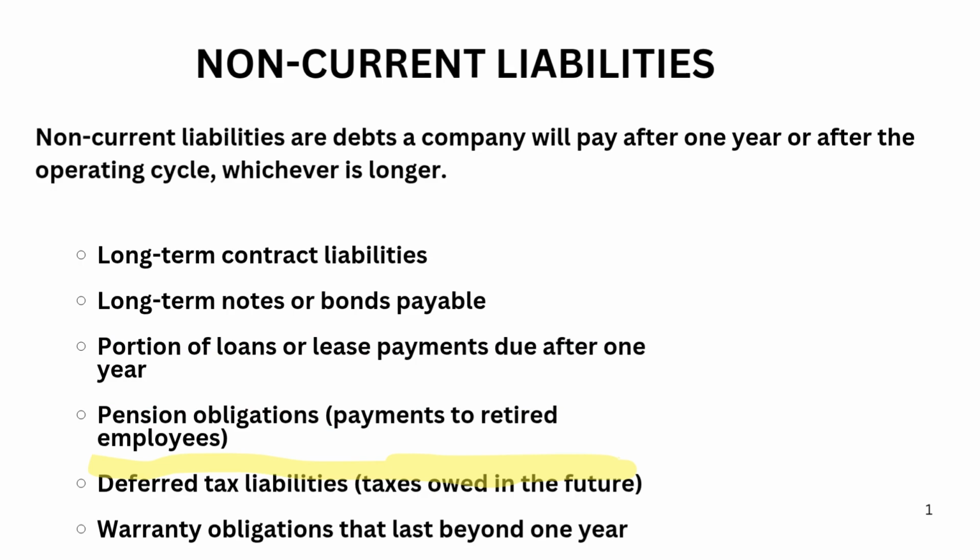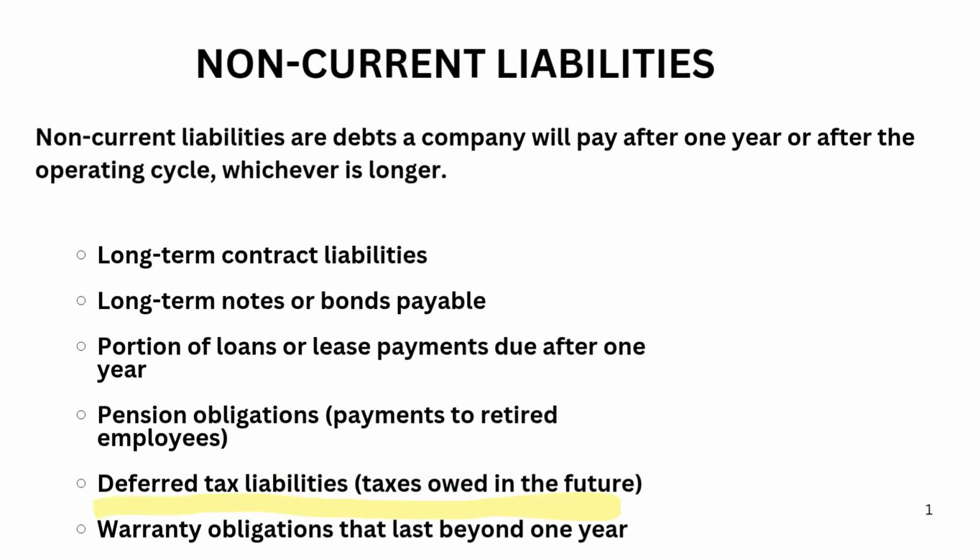5. Deferred tax liabilities. This is a special item. Sometimes, a company pays less tax now but will owe more in the future due to temporary differences between accounting and tax rules. Example: using accelerated depreciation for tax savings today, which results in higher tax in future years. That future amount is recorded as a deferred tax liability.